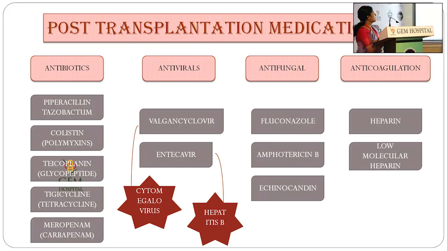Post liver transplantation medications include antibiotics. Usually broad spectrum antibiotics will be used, like piperacillin, colistin, teicoplanin, tigecycline and meropenem. Antivirals are used for treating cytomegalovirus and hepatitis B virus accordingly. And antifungal drugs include fluconazole, amphotericin B and echinocandin, and anticoagulation drugs will also be used during the surgery, that is heparin and low molecular weight heparin.